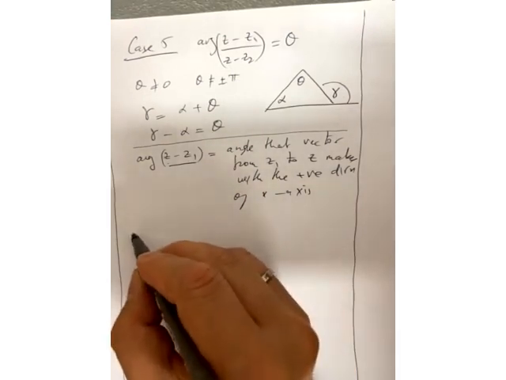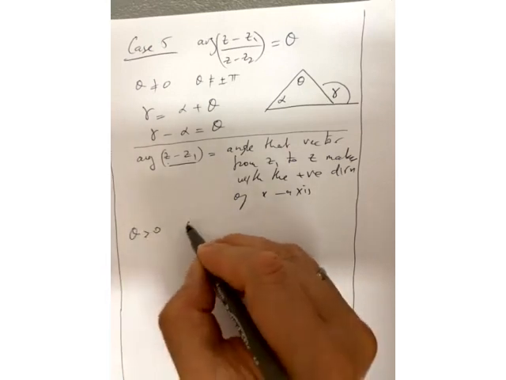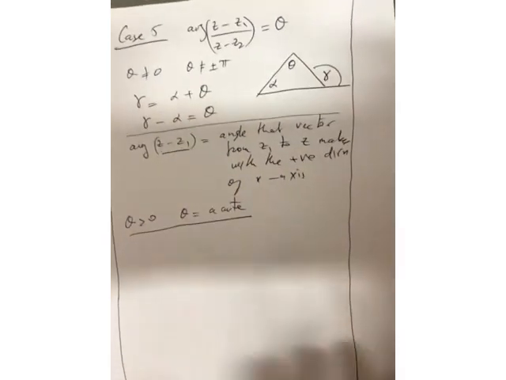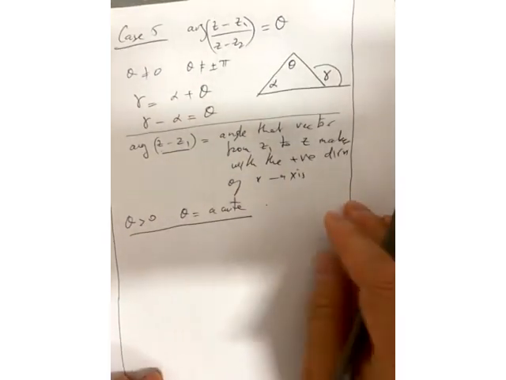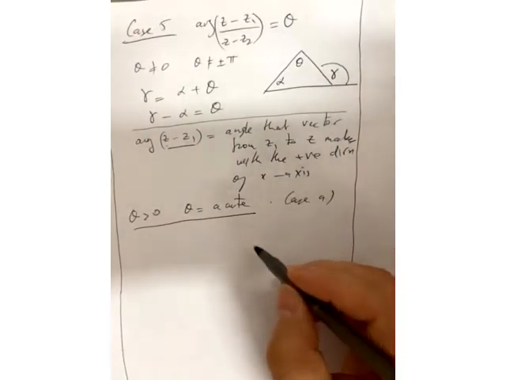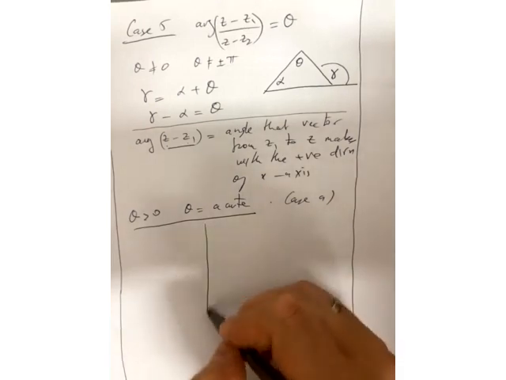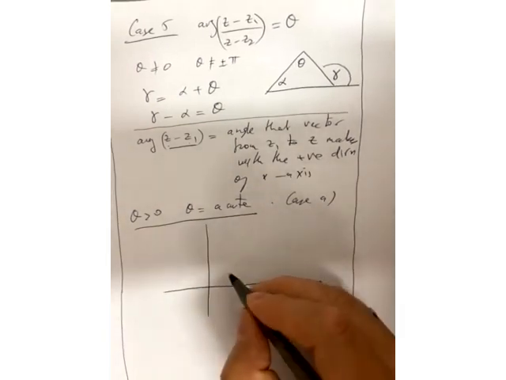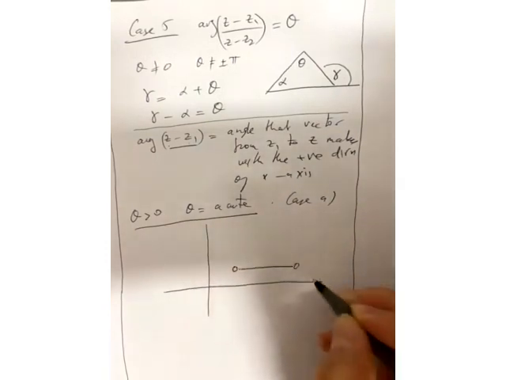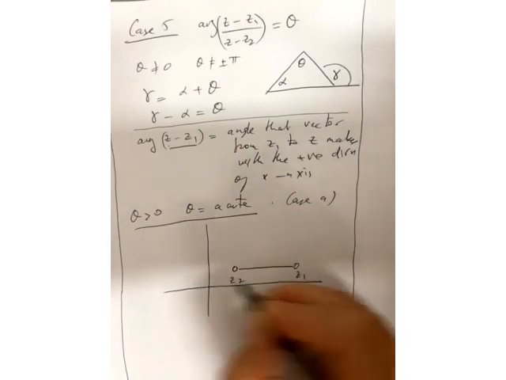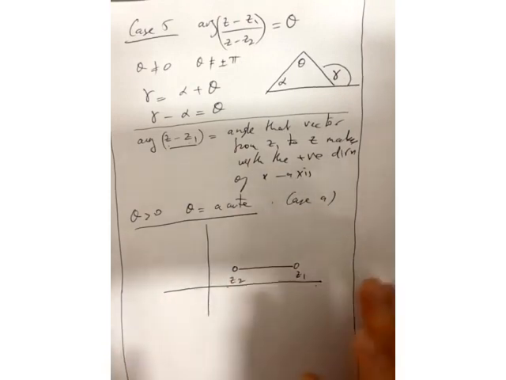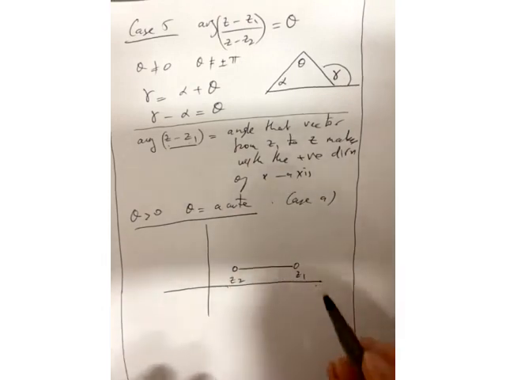So what do you have then? First case, theta is greater than 0 and theta is acute. That's subcase 1 of 5, so case A. For all intended purposes, I'm going to make z1 and z2 completely flat. The interval joining them, that's your z1, that's your z2, is completely flat. Normally they put it on the x-axis, but I'll show you that when it's non-flat, it works as well.